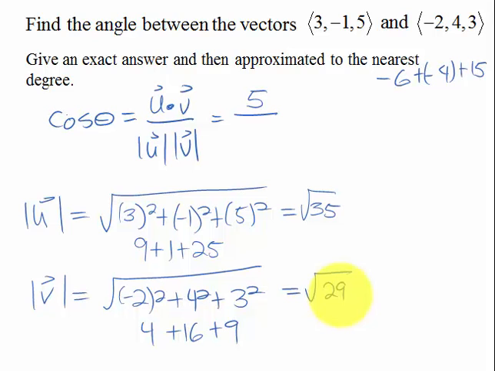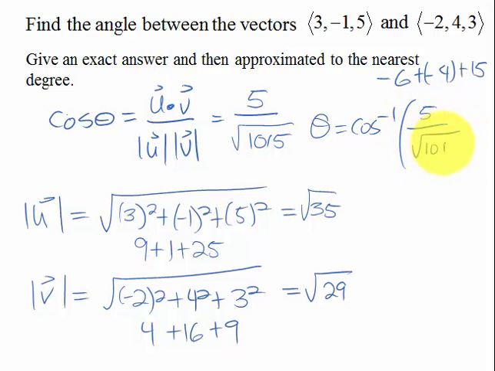And so now we multiply those two under the square root, and that looks like that is 1015. So the angle between the vectors in exact form is inverse cosine of 5 over square root of 1015.